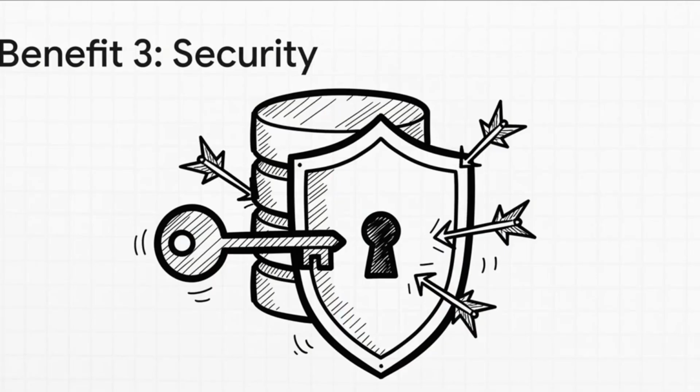And last but not least, security. And this one is huge. Instead of giving your application direct carte blanche access to your tables, which is pretty risky, you just give it permission to run a specific procedure. The procedure basically acts as a secure middleman. This means the app can only do the exact things you've allowed it to, which helps prevent nasty stuff like SQL injection and just adds a really important layer of protection.